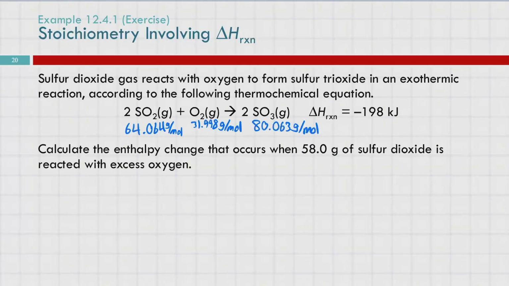Would anyone like to share their answer? If you've got one. Negative 89.62 kilojoules. -89.6. Anyone get a different answer? Don't be scared to disagree. There's a high likelihood of that being wrong.